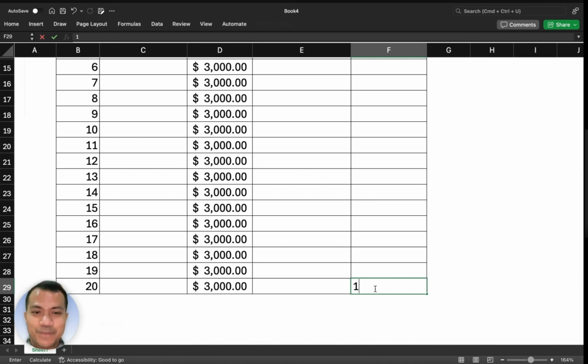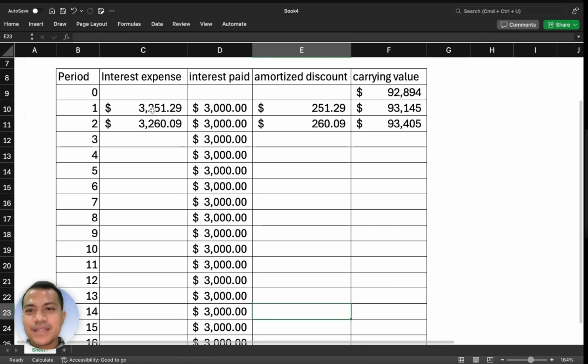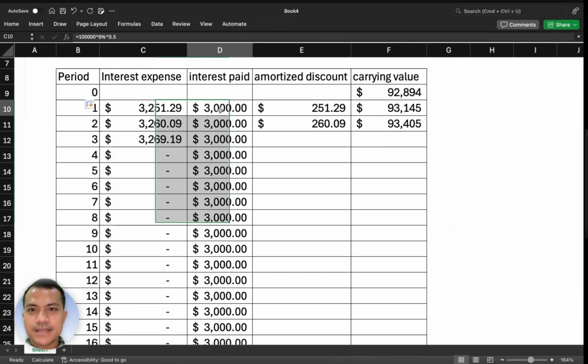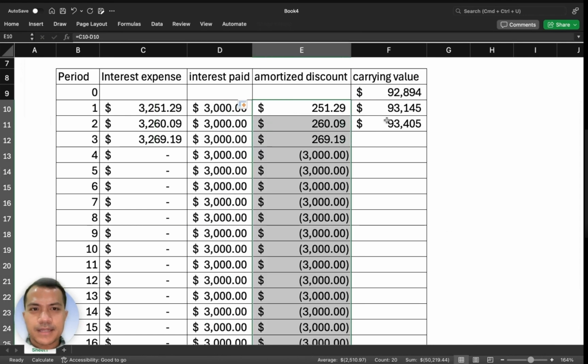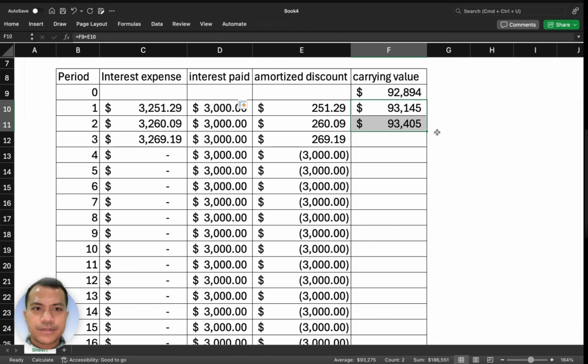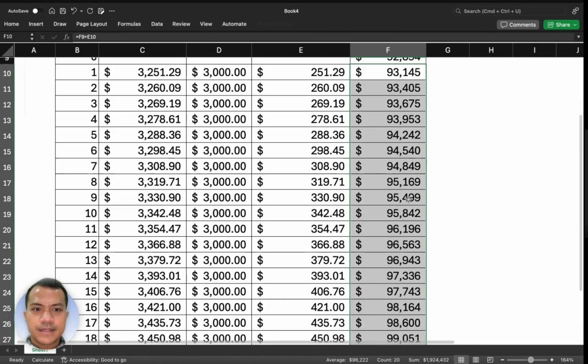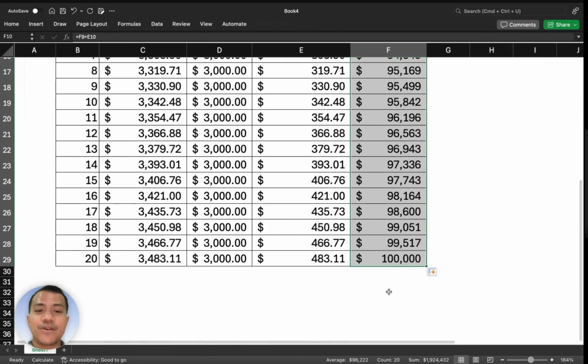I just want to repeat that again. Let me do the magic here using the Excel functions. Just drag them like this, and like this, and like this. Is it 100,000? Yeah, you got 100,000.